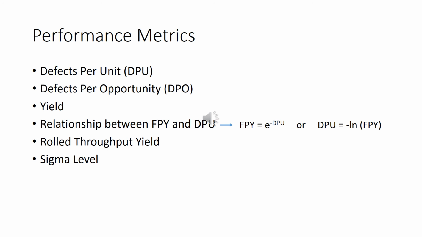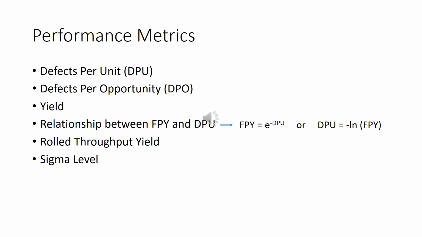Yield, this is just another name for first pass yield. There's a relationship between first pass yield and defects per unit. It's based on Poisson's distribution. First pass yield is equal to e to the negative DPU, or DPU is equal to the negative natural log of first pass yield. There'll be some examples in the quiz.